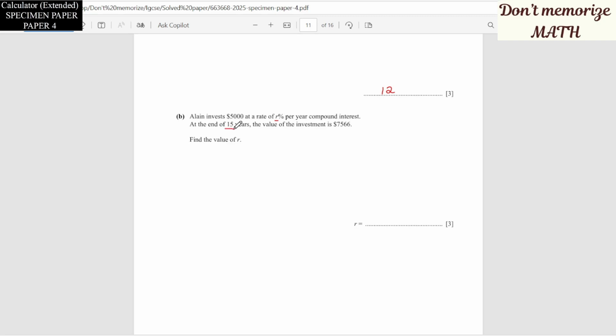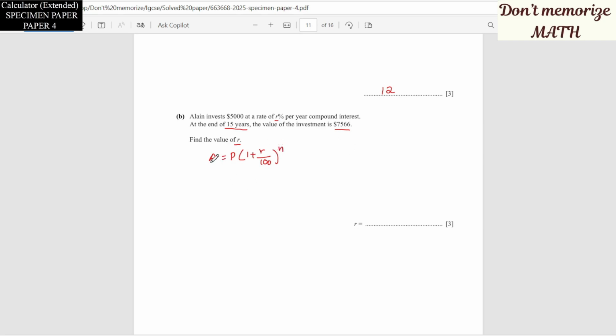Okay, then Alain invests 5,000 at a rate of R percentage per year compound interest. At the end of 15 years, the value of the investment is 7,566. Find the value of R. It's a direct question, but we just need to rearrange the equation. So first I will write the equation for compound interest. A is equal to P times (1 plus R over 100) raised to n.